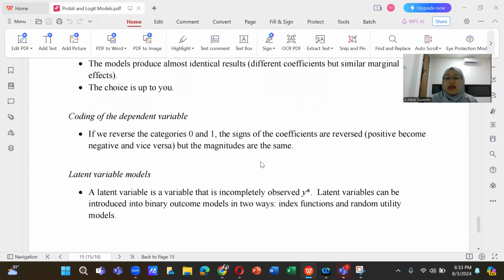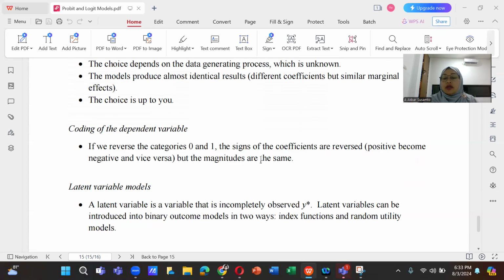And okay, that is our lecture today about the Probit and Logit model. And we will proceed to the application or practice in the Stata do file.